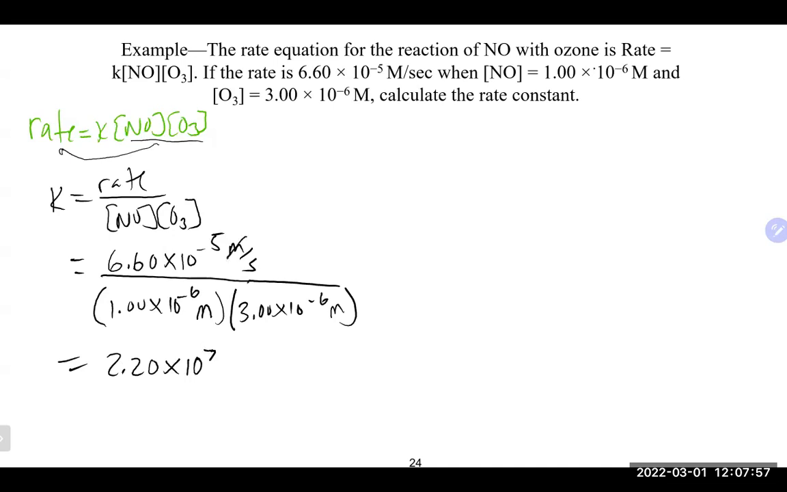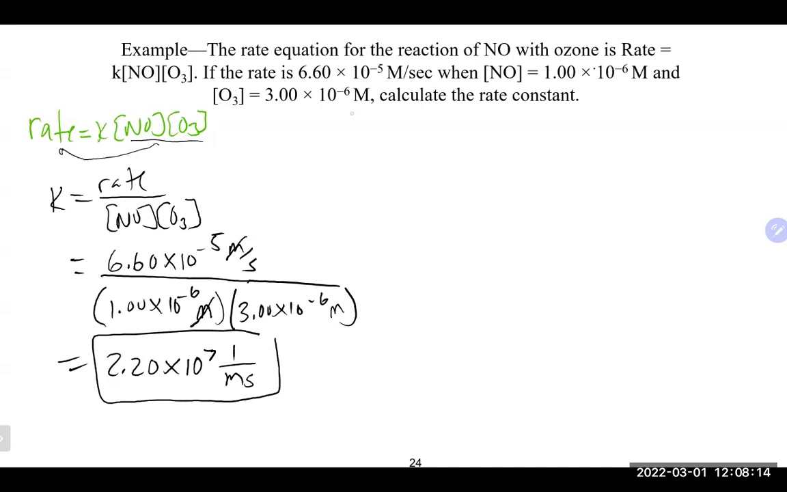In terms of units, again, molarity on top and molarity on the bottom cancel, and that leaves us 1 over molar seconds, which is the same type of units that we saw previously for a similar second order reaction. Any question on that?